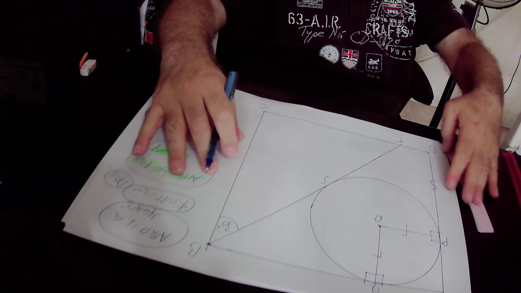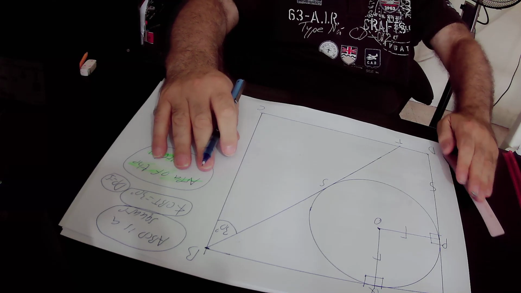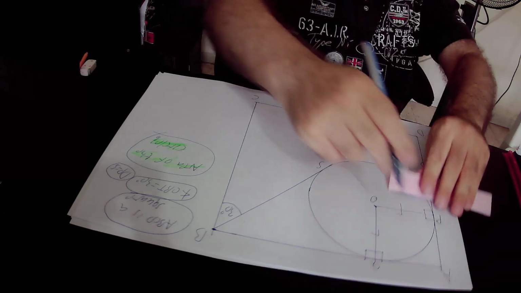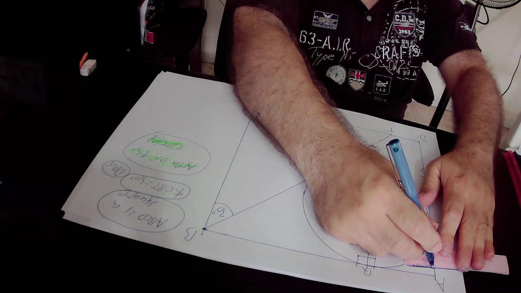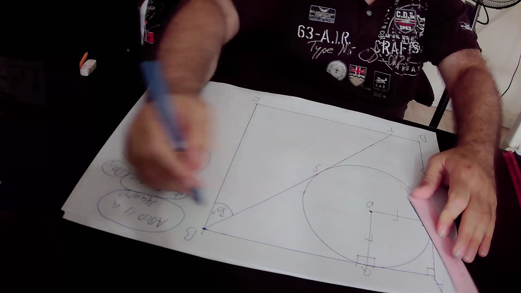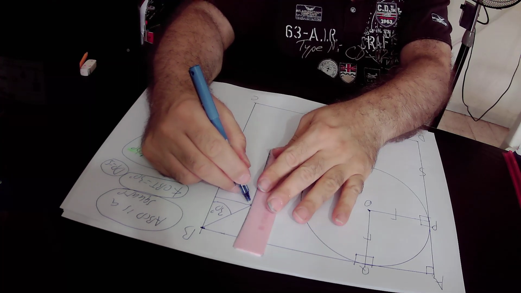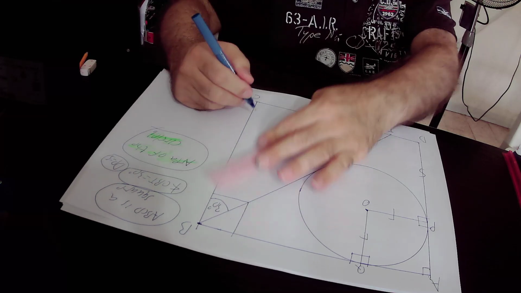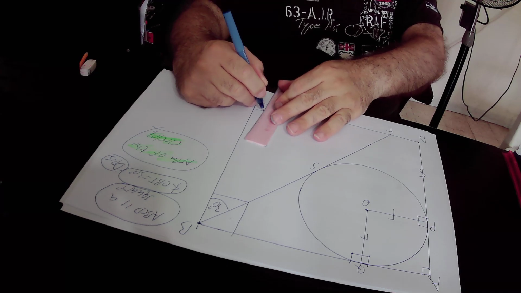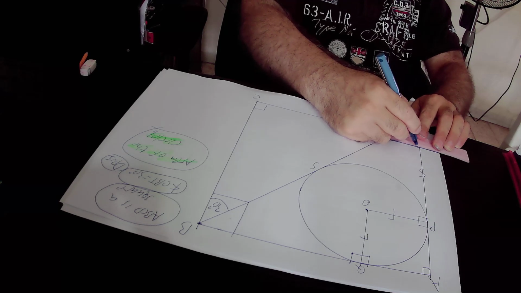We know that all the angles inside the square are right angles. So all the angles inside square ABCD are right angles, so this angle equals 90 degrees. This angle is also equal to 90 degrees. This angle is equal to 90 degrees, and finally this angle is also equal to 90 degrees.